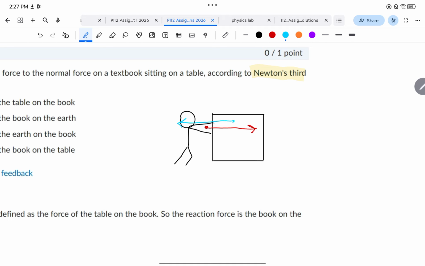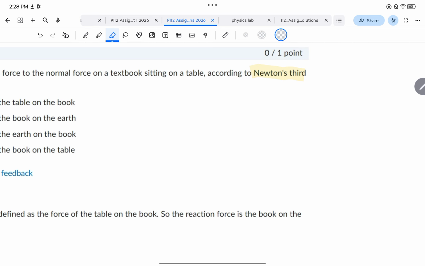See, it kind of makes sense because when you push on a heavy object, you feel like it's hard to push that object because that object is also exerting a force on you as you exert a force on it.